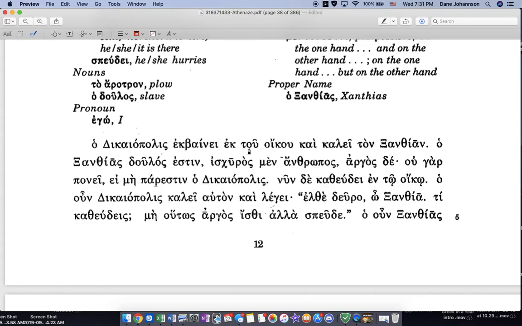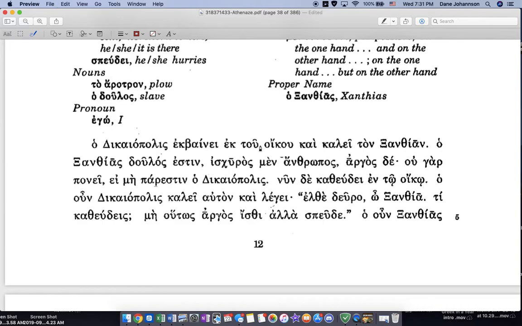Dikaiopolis comes out of the field, or out of the home. So home, ek tu iku, out of the home. And ke kali ton Xanthian, and calls Xanthias. So Dikaiopolis comes out, ekveni, ek tu iku, out of the home, and calls Xanthias. Now they're going to introduce who he is. O Xanthias doulos estin. Xanthias is a slave. So he is a slave.